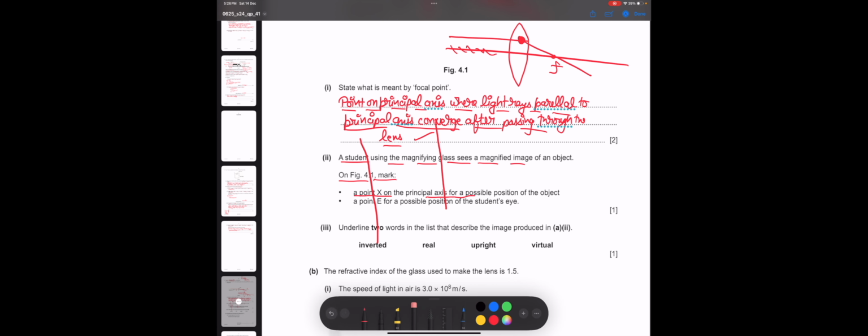Now a student using the magnifying glass sees a magnified image of an object. On 4.1, mark a point X of the object. Now, this is the last case of lenses, and we know that the object will be placed between the center of lens and the principal focus. So X I have marked here.